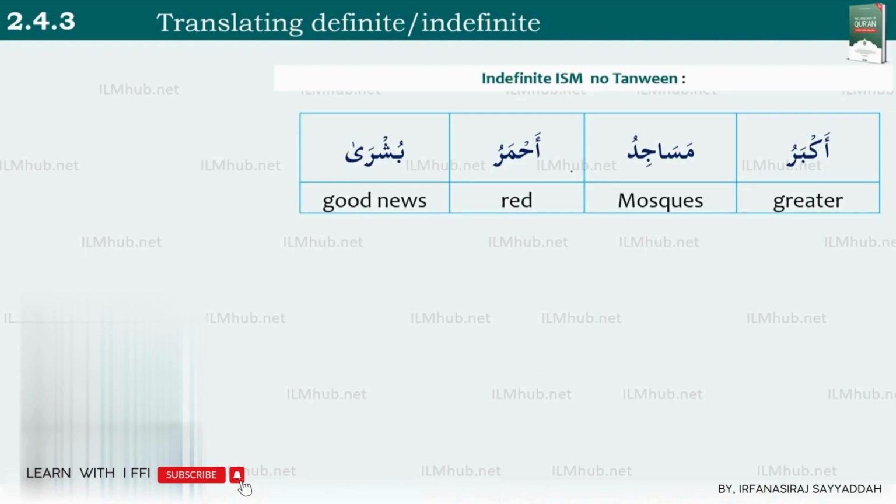Take an example with what we have on the screen. We have akbaru, no tanween, means greater. Masajidu, mosques, no tanween, plural, meaning three or more mosques. Ahmaru, red color, no tanween. Bushra, good news, no tanween. You will come across thousands and thousands of isms in Arabic that have no tanween, but are indefinite. So what is definite and what is not definite has nothing to do with tanween as a primary rule. It is only the 7 categories I'm giving you in this lesson, and if they fall within those 7 categories, it will be definite.